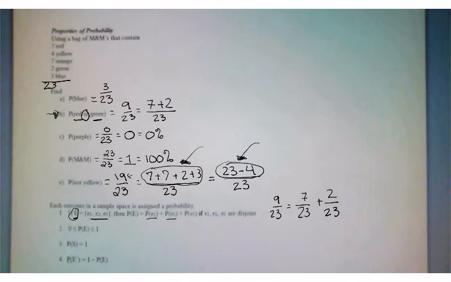So our all-encompassing event, red or green, could be found by adding the probability of the smaller events that made it up. And again, we didn't have to worry about subtracting anything because the sets were disjoint. There was no overlap between the red and green M&Ms. Okay, next up, let's take a look at number 3.